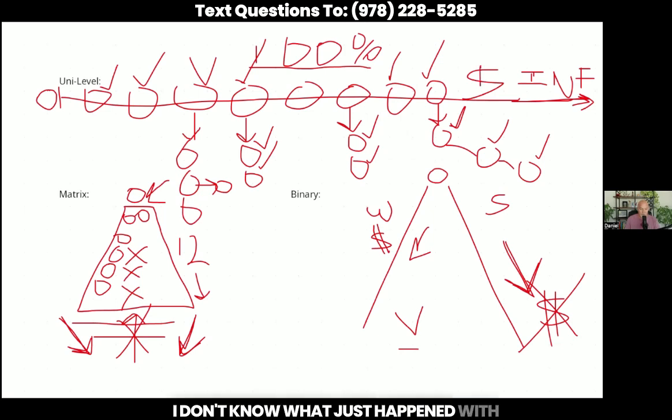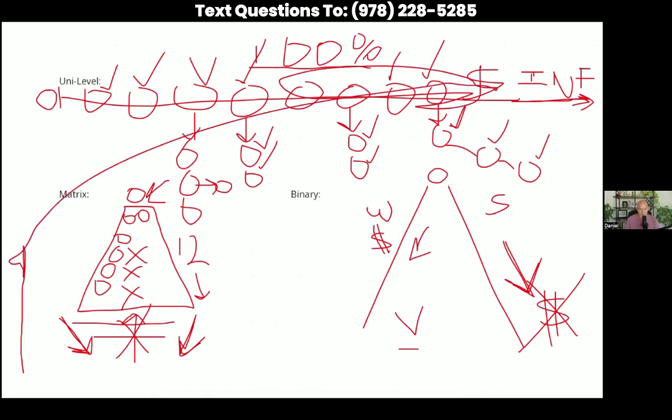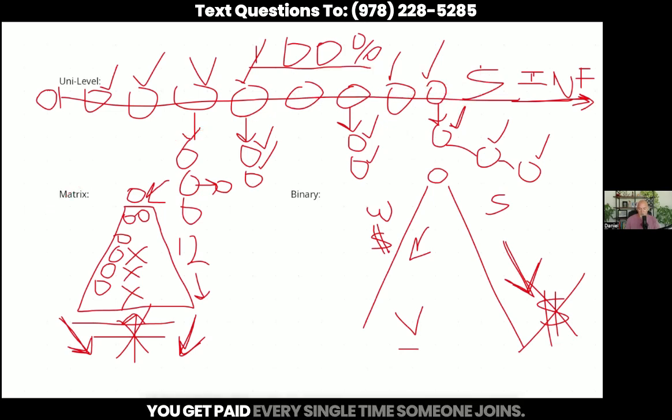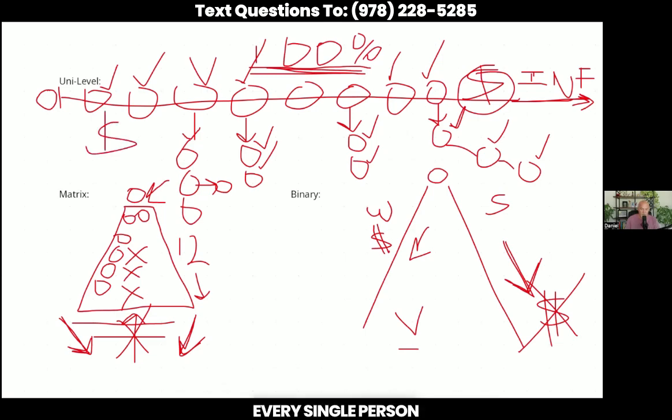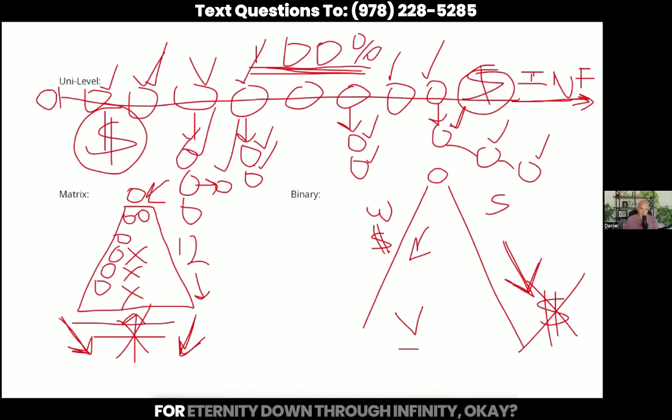I don't know what just happened with my little draw tool right there, but that is what happens with a true transactional compensation plan. You get paid every single time someone joins. So cha-ching. Now, the cool part is the 100% transactional compensation plan. Every single month when they renew, every single person, when they renew a month later, doesn't matter if you brought them in or somebody else brought them in, when they renew, every single month for eternity, down through infinity, when they renew, you make money, okay?